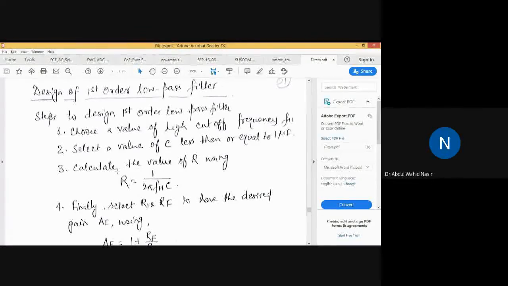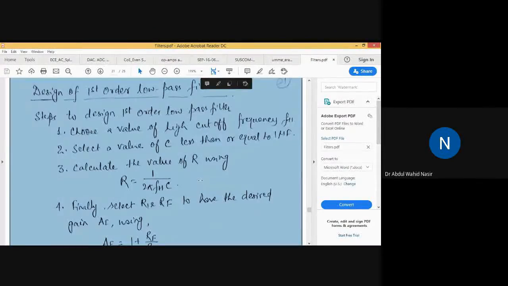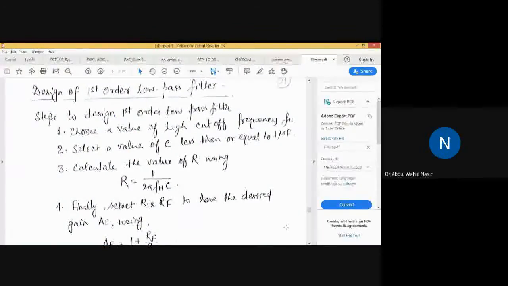You already know this equation. You derived it from the frequency equation. fh is equal to 1 by 2 pi RC, we've already seen. From there, fh is known and C is also known, so R can be calculated as R is equal to 1 by 2 pi fh C. So from here you can have the value of R.